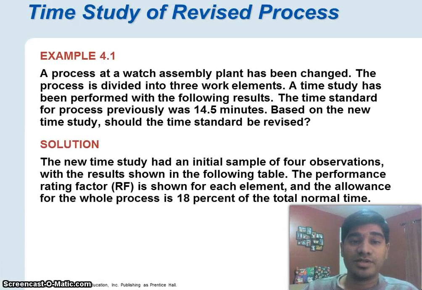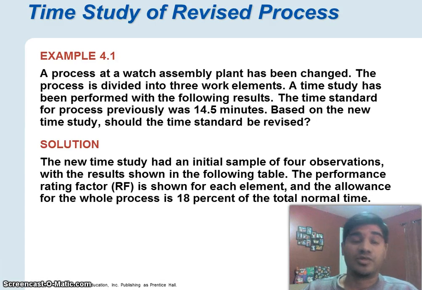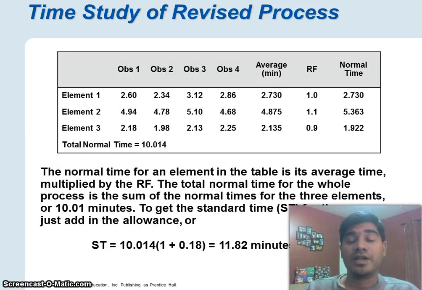So here's an example in which there's a watchmaking assembly plant in which a process has been changed. The time standard for the process was 14 and a half minutes, and now based on the new time study, should the time standard be revised? The new time study had an initial sample of 4 observations, and I'll show that to you in the next slide. The performance rating factor is shown for each element, and the allowance for the whole process is 18% of the total time. So the total time that you get, you multiply by 1.18 to add 18% allowance. Let's look at how the data looks.